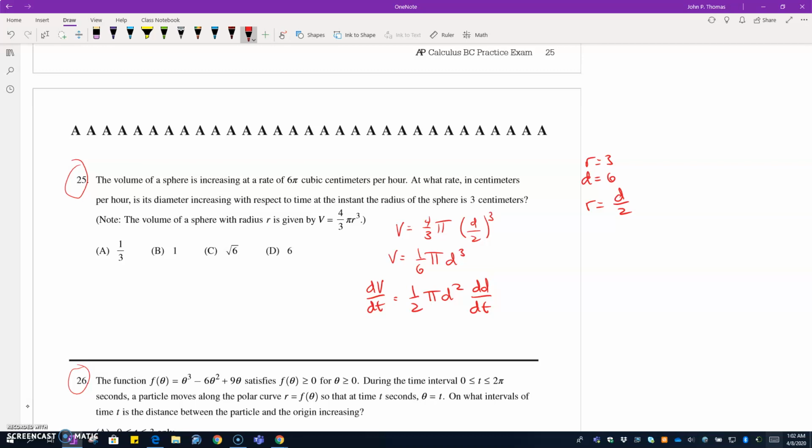So I know dV/dt is going to be 6 pi because I was told that in the problem, and it is increasing, so that's positive. Then I've got 1/2 pi. We're curious about the moment when the diameter is 6, so I'm going to toss a 6 in there, squared, times dd/dt. So 6 pi equals 36 times 1/2 is 18, so I have 18 pi times dd/dt. If I divide both sides by 18 pi, the pi's are going to cancel. 6 goes into 18 3 times, so I have 1/3 equals dd/dt specifically when r equals 3.